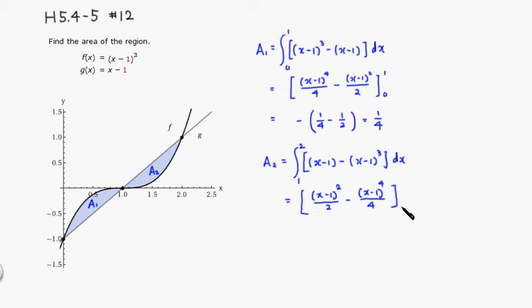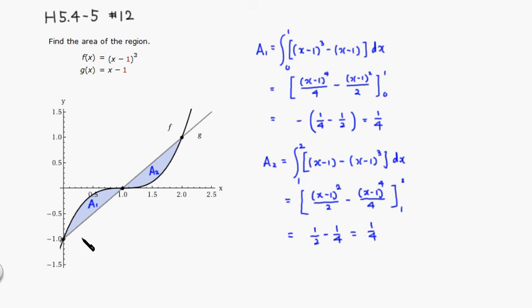So it's the quantity x minus 1, add 1 to the power, divide by 2, minus the quantity x minus 1, add 1 to the power, divide by that power, 4. Then you're going from 1 to 2. If you plug in 2, 2 minus 1 is 1, so it's 1/2, minus 1/4. Minus, plug in 1, it's 0. So 1/2 minus 1/4 is going to be 1/4.